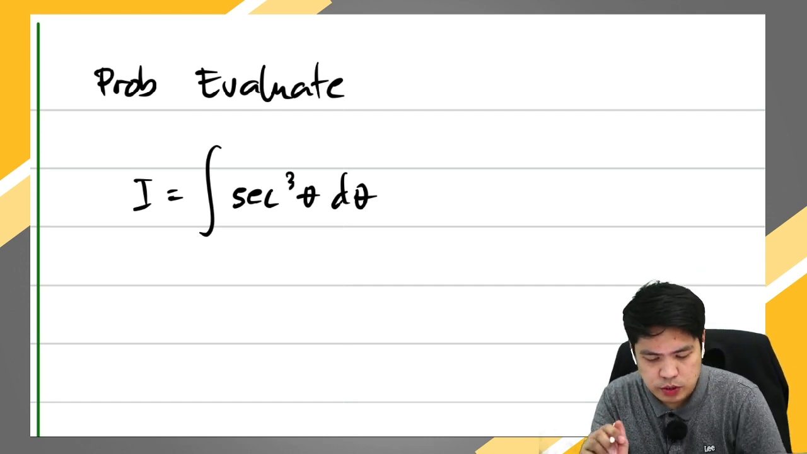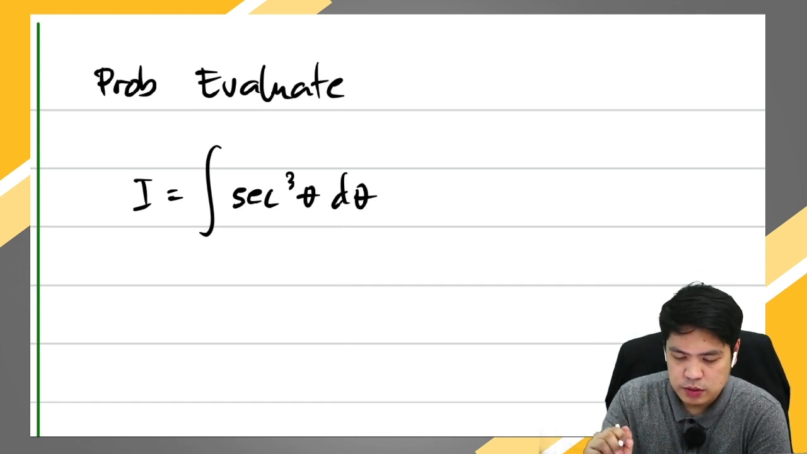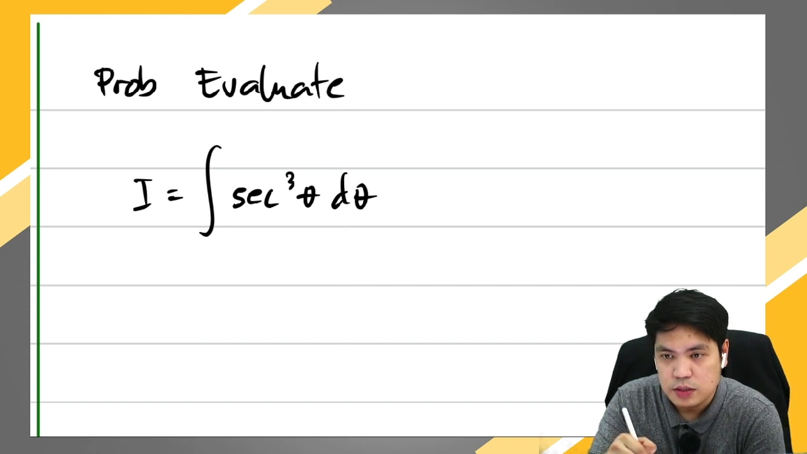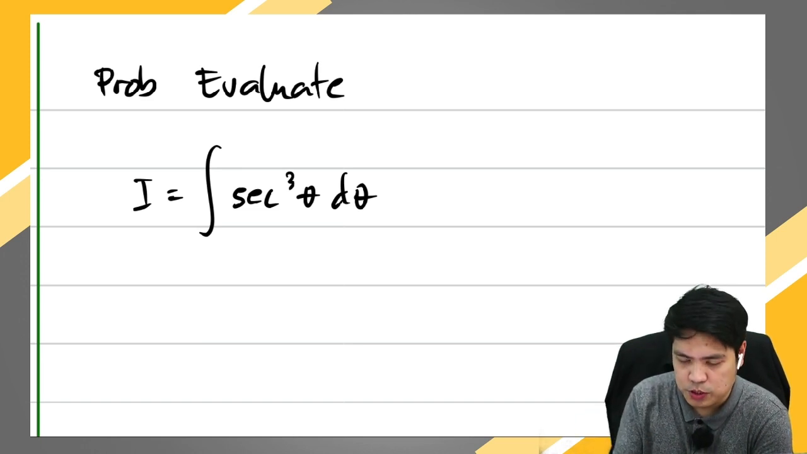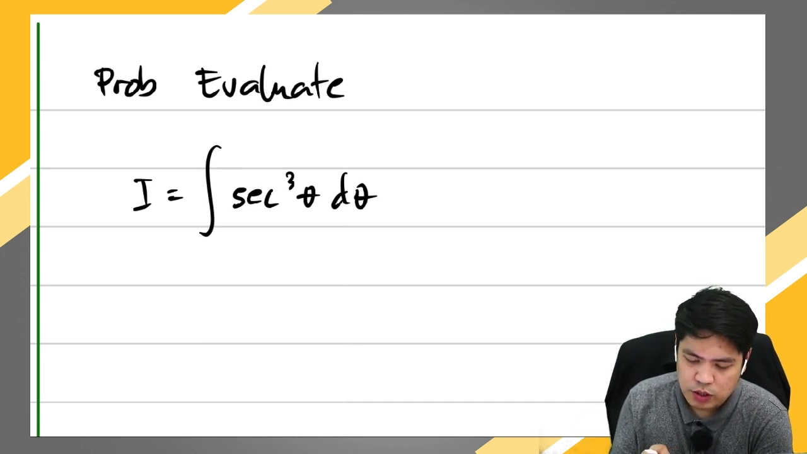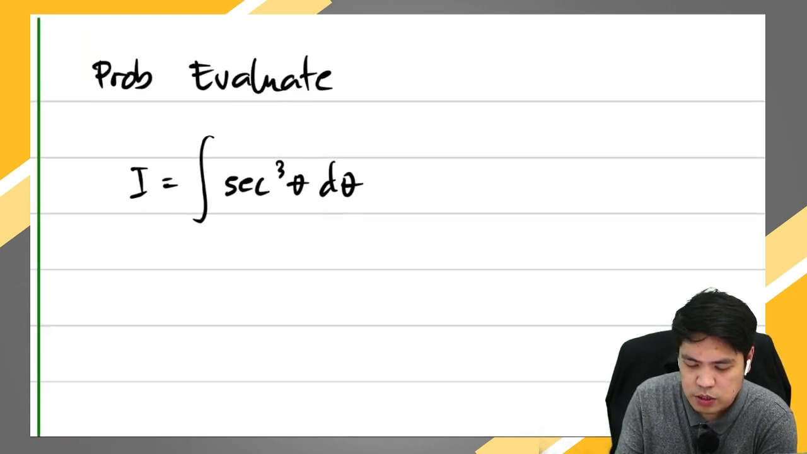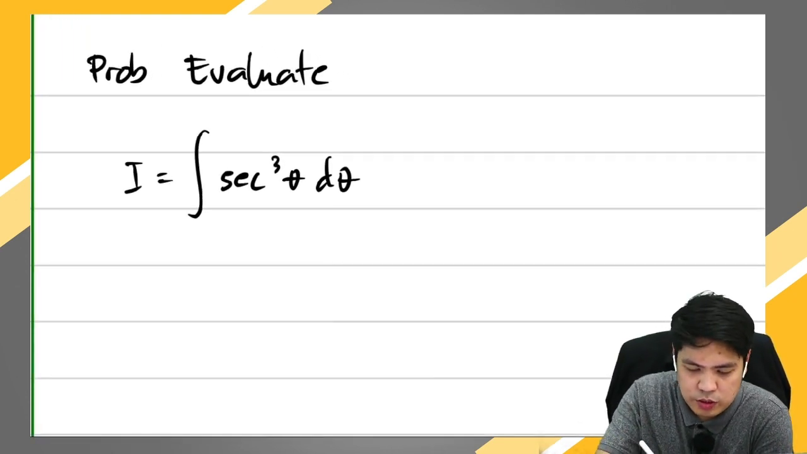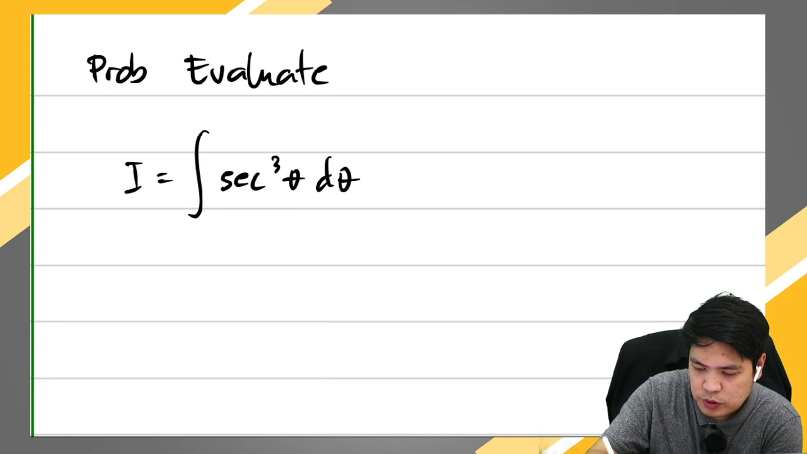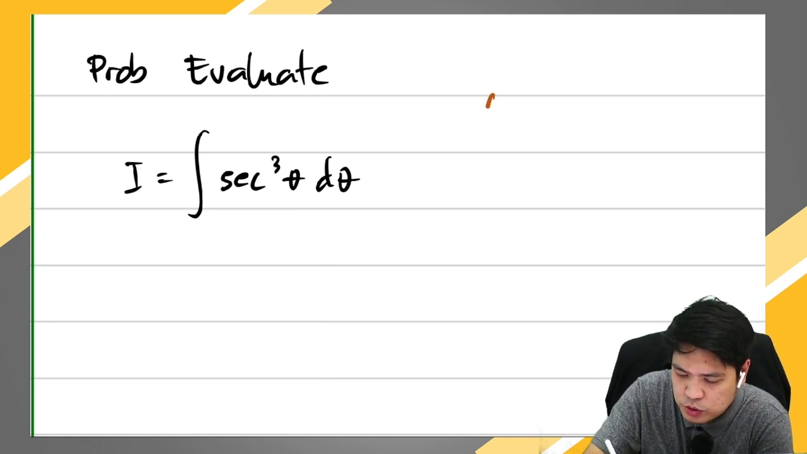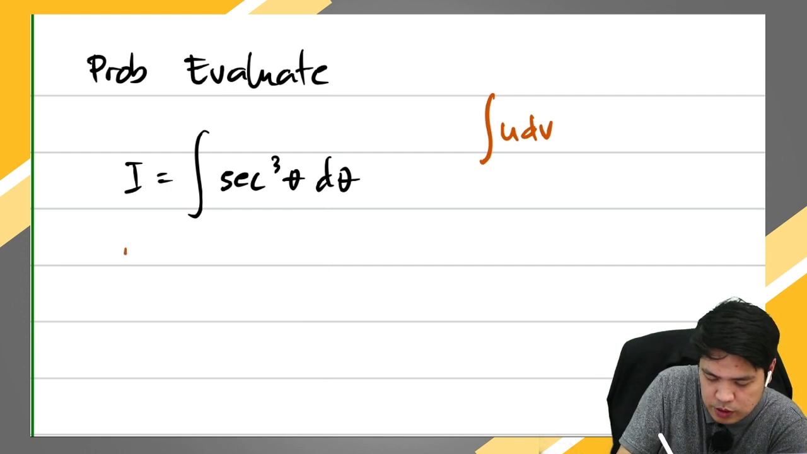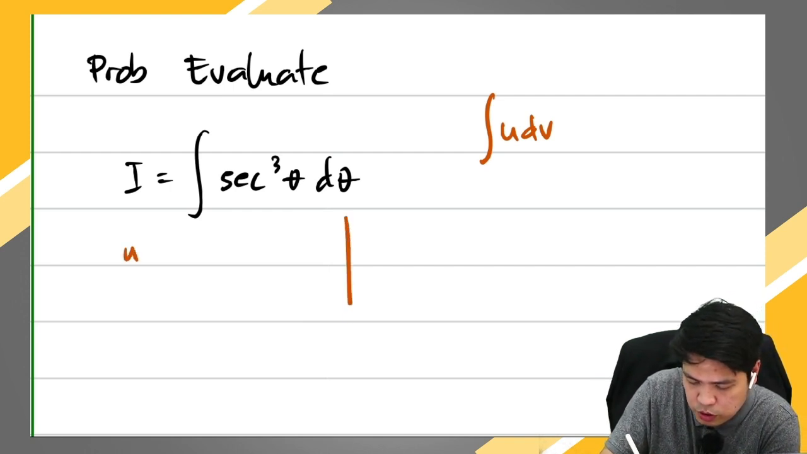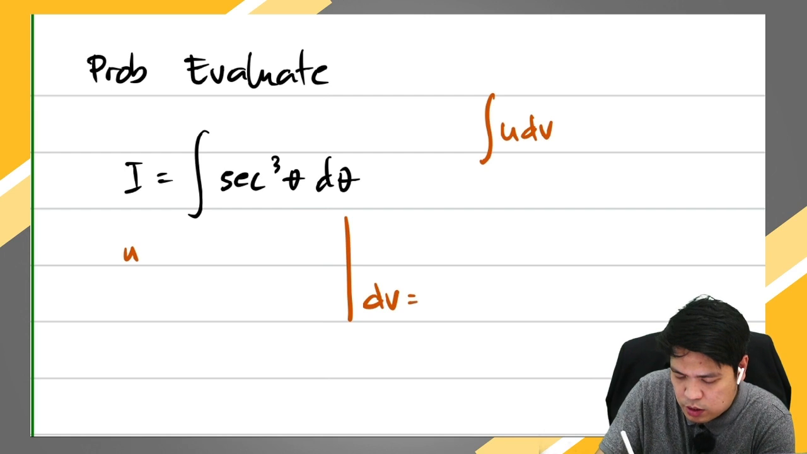Okay, suppose you have this integral I is equal to the integral of secant cubed theta d theta. So we may answer this using trigonometric transformations. But how about if we answer this by integration by parts? Okay, so of course we need to substitute u and dv. So let us identify what would be our u and what would be our dv.